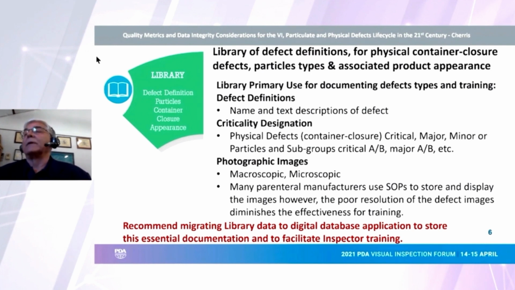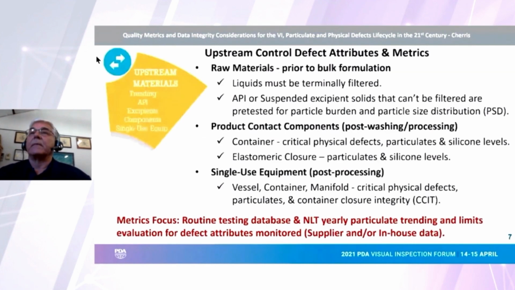And the poor resolution of these defect images diminishes the effectiveness for training in many cases. So the recommended process here is to migrate your library data to digital database applications to store this essential documentation and to facilitate inspector training. The next piece of the puzzle is to work on your upstream control parameters for your defect attributes and metrics. Raw materials prior to bulk formulation.